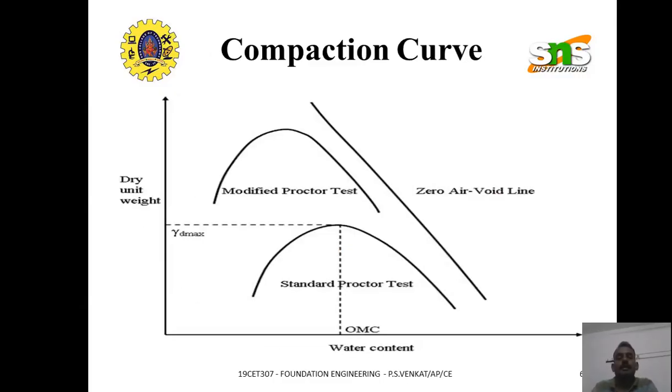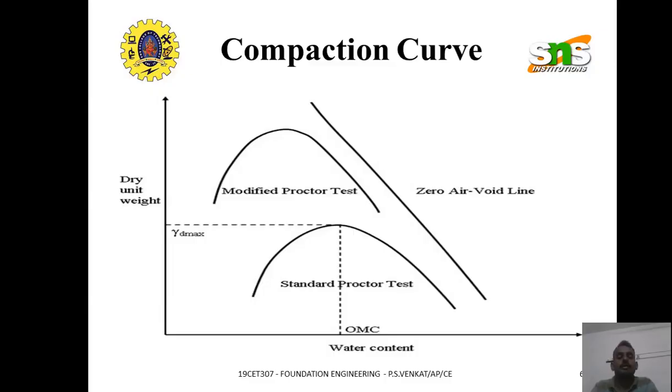So this is a typical compaction curve where we can observe the increase in dry density to a certain extent upon addition of water. The maximum dry density is achieved at a particular water content, that is optimum moisture content. If you compare standard Proctor test and modified Proctor test, a lesser amount of water content is required to achieve maximum dry density in modified test.